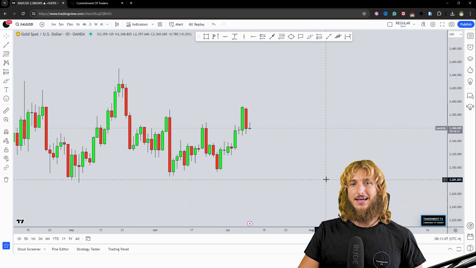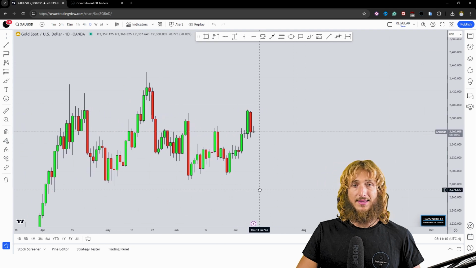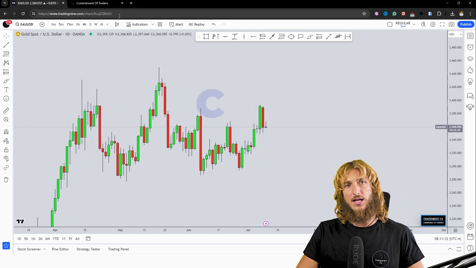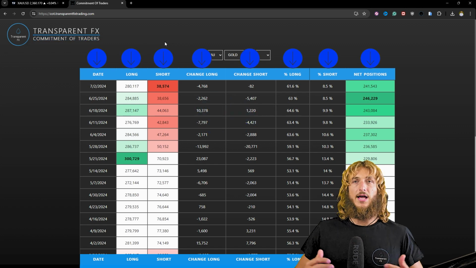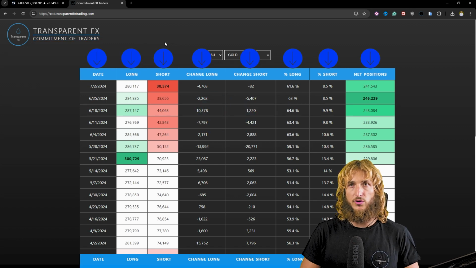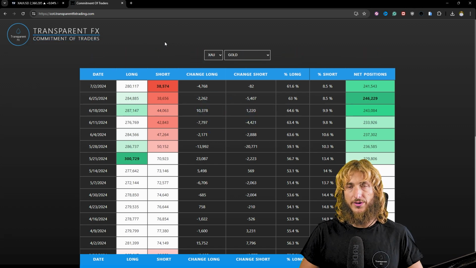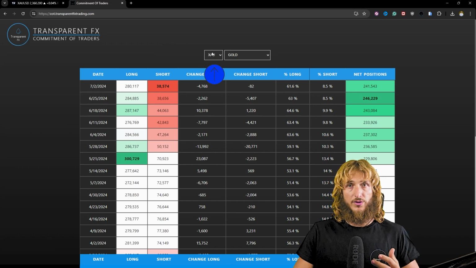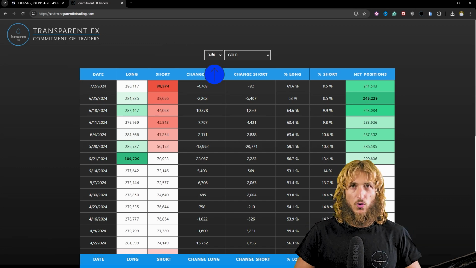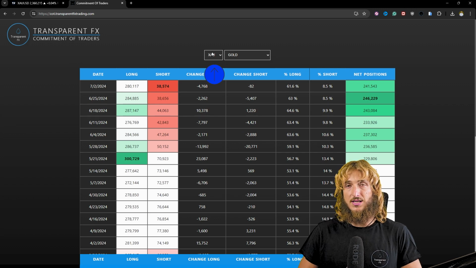Now, before we dig deeper into what we have from a technical perspective here on the daily, first, let's go and see what we have when it comes to the commitment of traders. So what hedge funds and the big players in the market are doing precisely on gold. Now, the first thing that we have to keep in mind is that if we're looking at the data for gold, we are actually already looking at gold against the USD, because it is essentially on the spot traded against the USD.